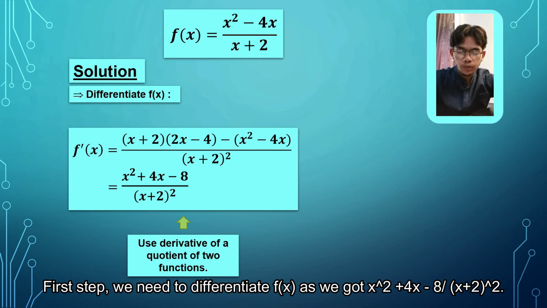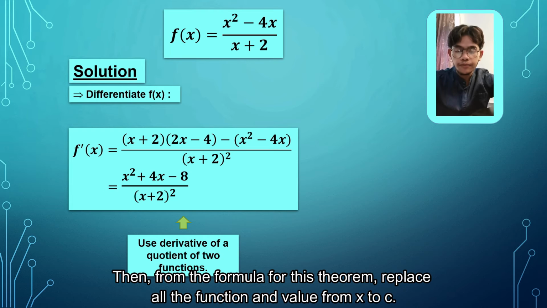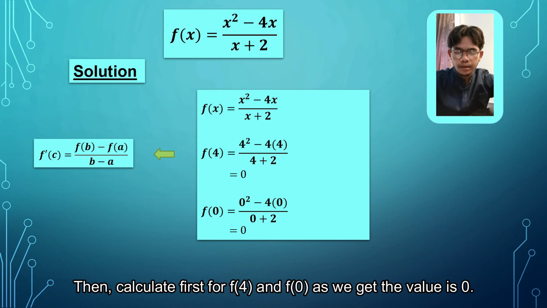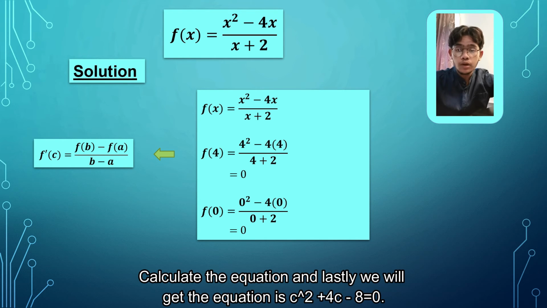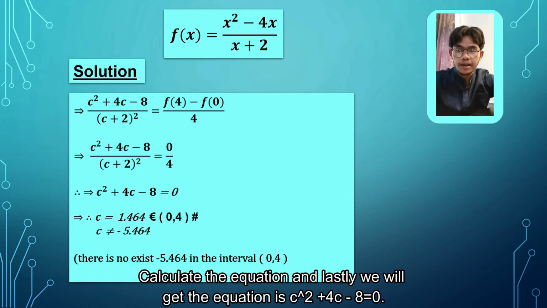First step, we need to differentiate f(x), as we got x squared plus 4x minus 8 divided by (x plus 2) squared. Then, from the formula for this theorem, replace all the function and value from x to c. Then, calculate first for f(4) and f(0), as we get the value is 0. Calculate the equation, and lastly, we will get the equation c squared plus 4c minus 8 equals 0.